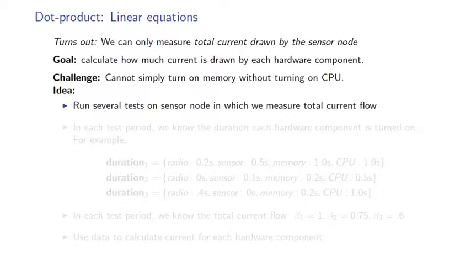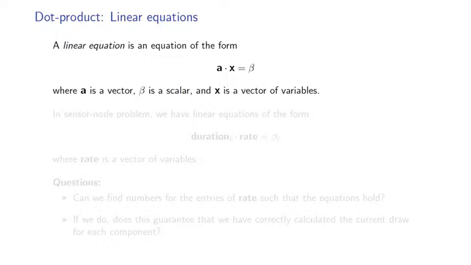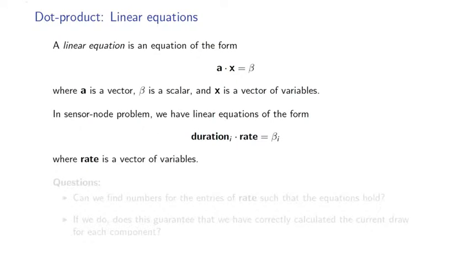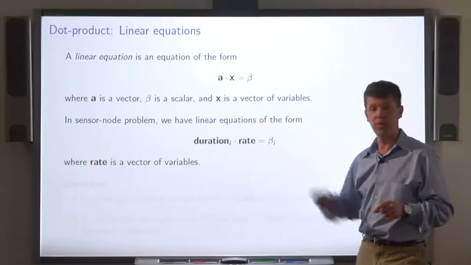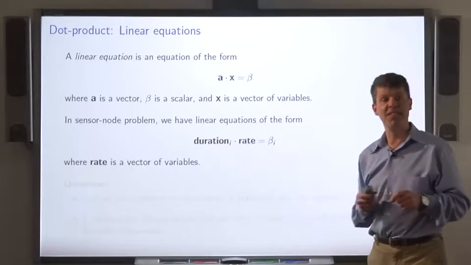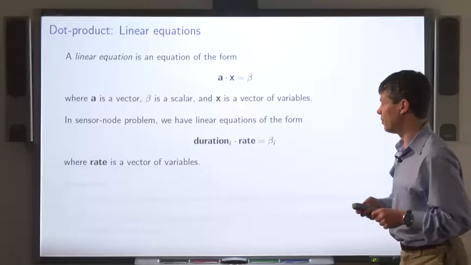So here's the idea. We run several tests on the sensor node, and in each test, we have an idea of how long each component is on during the test. We measure the total amount of current flow during that test. And now we can set up a linear equation for each test period that says that the dot product of the duration vector for that test period with the rate of consumption is some specified amount, the total draw of energy during the test period.